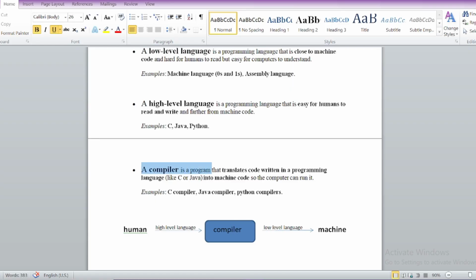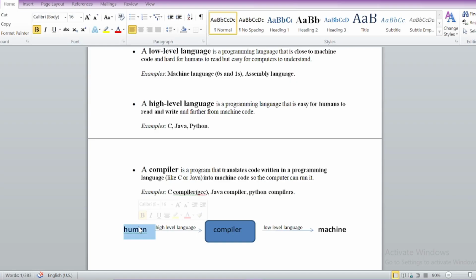A compiler is a program that translates code written in a programming language, for example C or Java, into machine language so that the computer can run it. Examples of compilers are the C compiler, Java compiler, and Python compilers. The C compiler includes the GCC compiler, which we use in our tutorial.